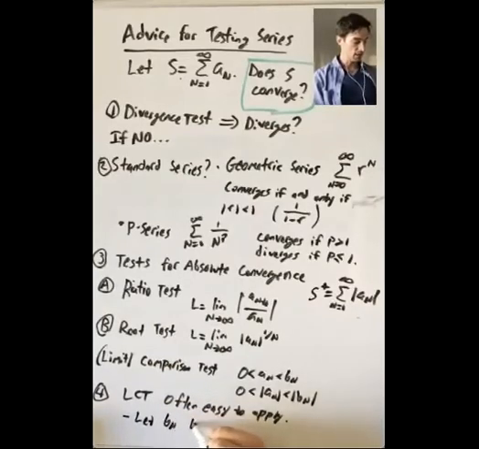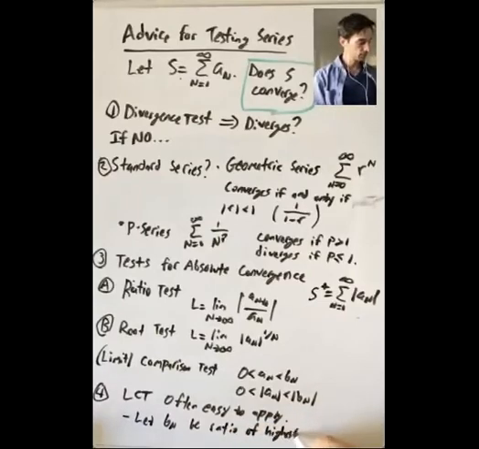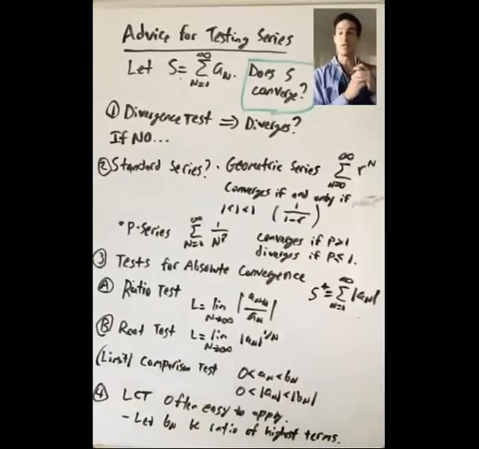And in particular, this idea of letting b_n be the ratio of highest terms. If your a_n is given to you as a quotient of things, and you take the highest power of n in the numerator and the highest power of n in the denominator, often the limit comparison test works really well.